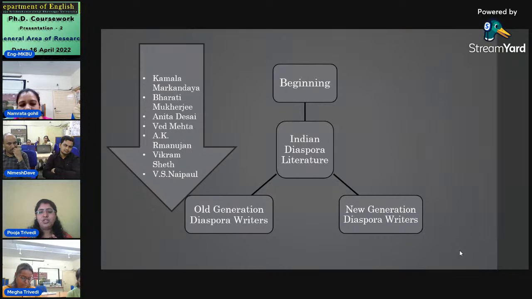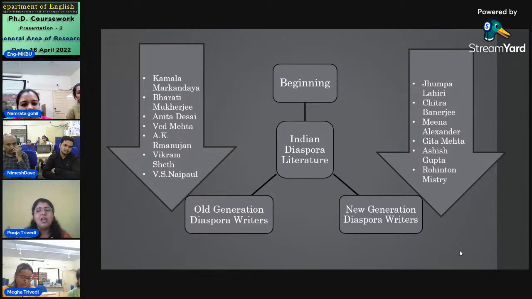When we talk about the new generation of diaspora writers, they are those who are born in a foreign land, but their parents, the first generation, belong to India, and they have some connection with India, and they are writing about India. In that, we have Jhumpa Lahiri, Chitra Banerjee Divakaruni, Meena Alexander, Gita Mehta, Amitav Ghosh, Rohinton Mistry. They have a connection with the homeland with hybrid identity. Rather than in-betweenness, they feel hybrid identity. So themes, situations and characters all differ a lot in old and new generation diaspora writers. This is all about the introduction of Indian diaspora literature from my side. If you have any questions, I welcome your questions.